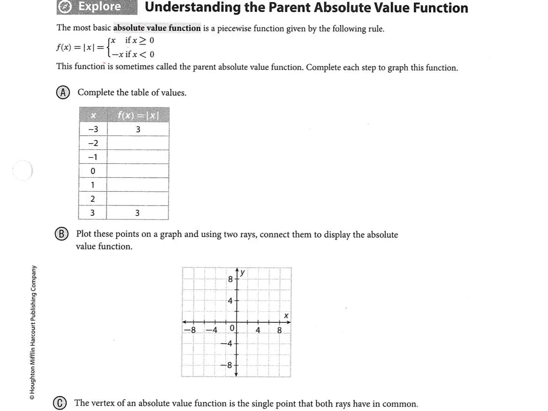The absolute value of -3 is 3. The absolute value of -2 is 2. -1, 0, 1, 2, and 3. Now we plot these points on the graph using two arrays and connect them to display the absolute value function. All right, so we have -3, +3, -2, +2, -1, +1, 0, 0, 1, 1, 2, 2, and 3, 3.